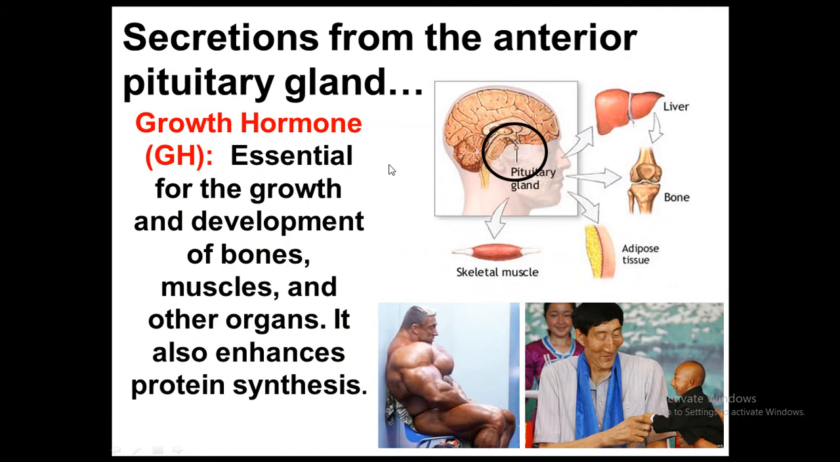our body, essential for the growth and development of bones, muscles, and other organs. It also enhances protein synthesis. So, protein synthesis occurs in our body by this gland. So, it is the most important gland.